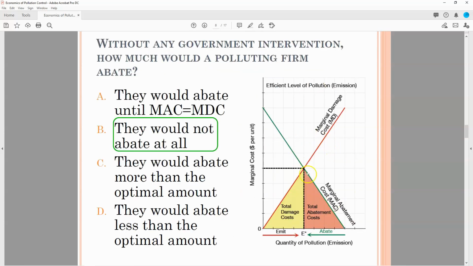And from this way, the optimal level of pollution is the intersection of MD and MAC. So we can say it doesn't matter which way you use to analyze this kind of question. If you do it correctly, you can always get the same answer.